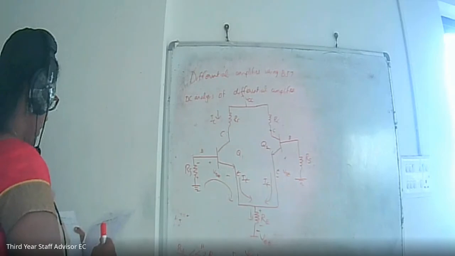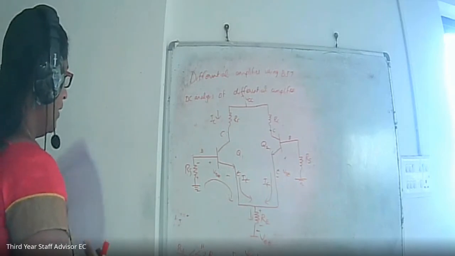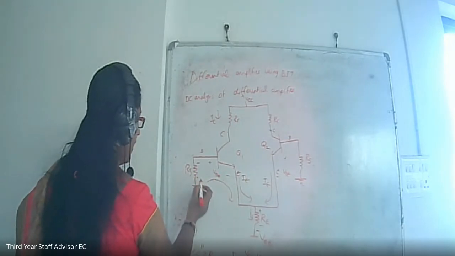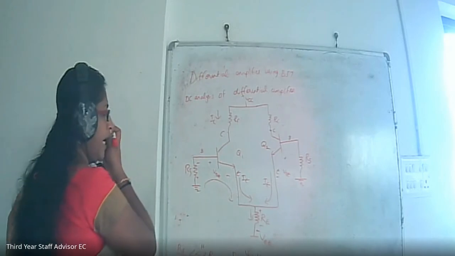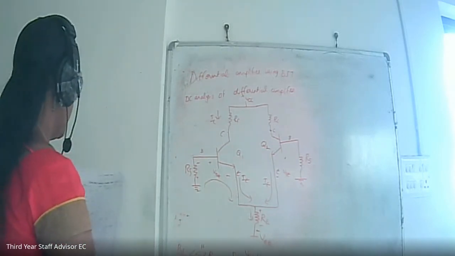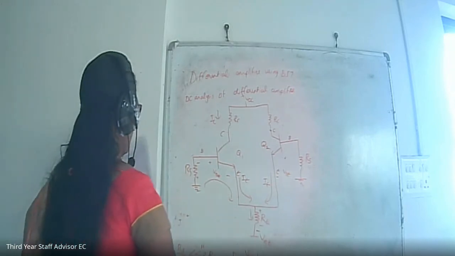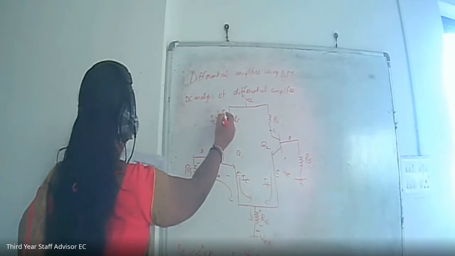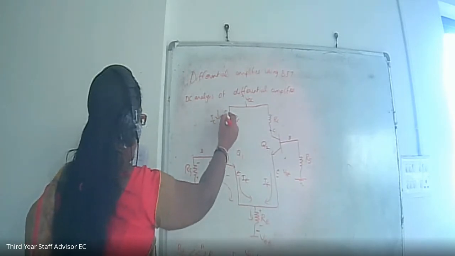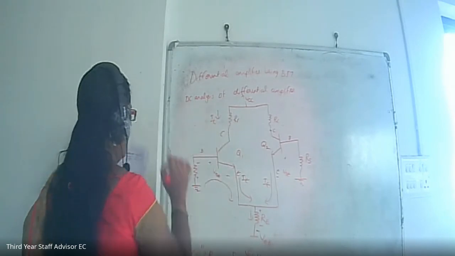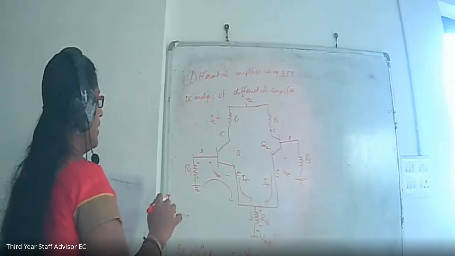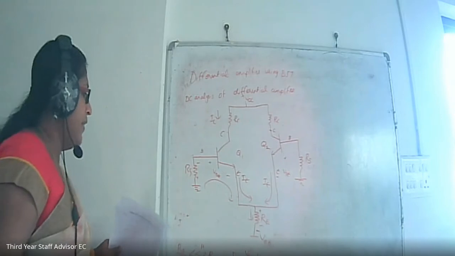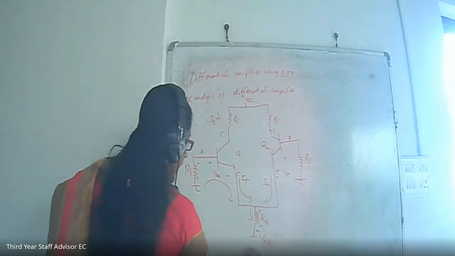Next, we have written all these equations by considering this loop, the base emitter loop. Next we are going to consider another loop, the collector base loop. Here we found the emitter current, and next we are going to consider the collector base region, that is, the collector base loop.